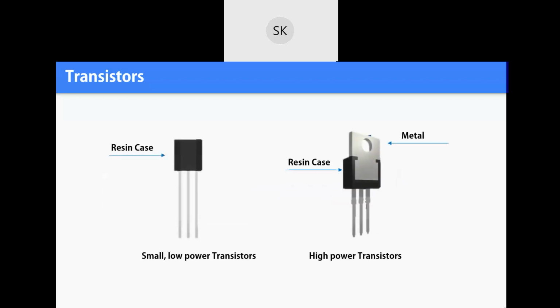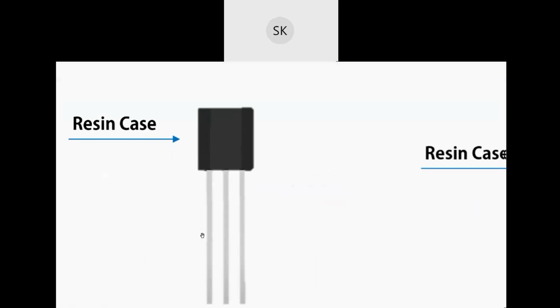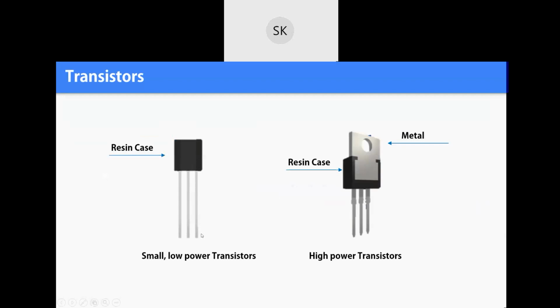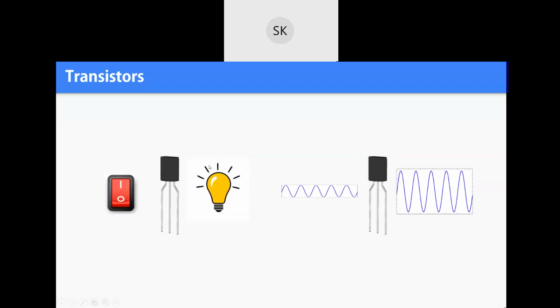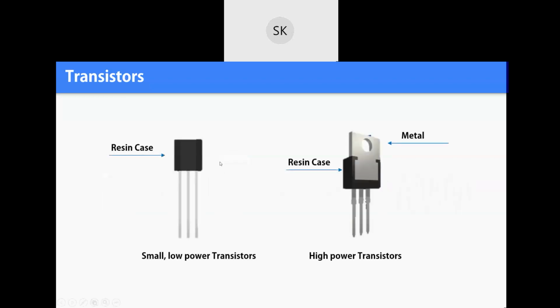So first of all, it comes to the packaging of the transistor. We can see, I will zoom in. There are two types of transistors mainly. We are discussing BJTs, bipolar junction transistors. Okay, the first one is a resin case transistor.